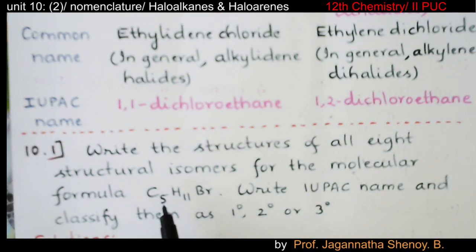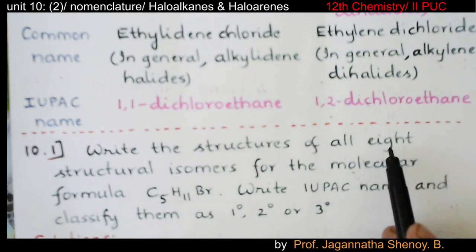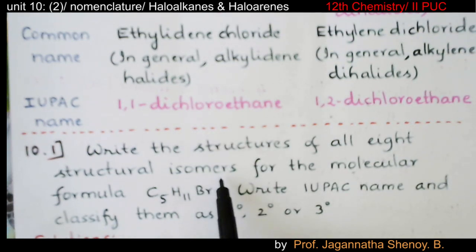Now, in the solved in-text question, you have an interesting question. They have given the molecular formula of the halo compound as C5H11Br, and they have specifically mentioned that 8 structural isomers are possible. We have to write the IUPAC name of each isomer, and we have to classify them into primary, secondary, and tertiary. So, you know how to write IUPAC names.